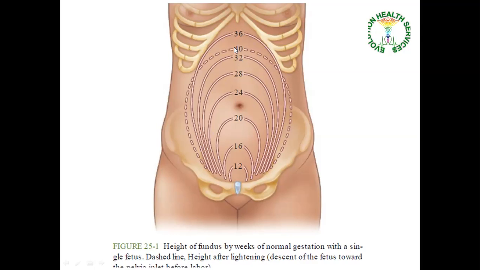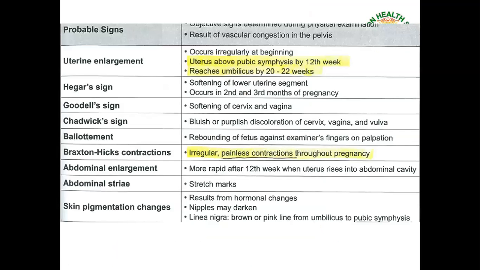So fundal height is a probable sign of pregnancy. So what are the other signs of pregnancy? We call them probable signs, like Hegar sign. What is Hegar sign? Softening of the lower uterine segment, and it occurs in the 2nd to 3rd month of pregnancy. So if the lower uterine segment is softened, it is called Hegar sign. But if the cervix is softening, this is called Goodell sign, right?